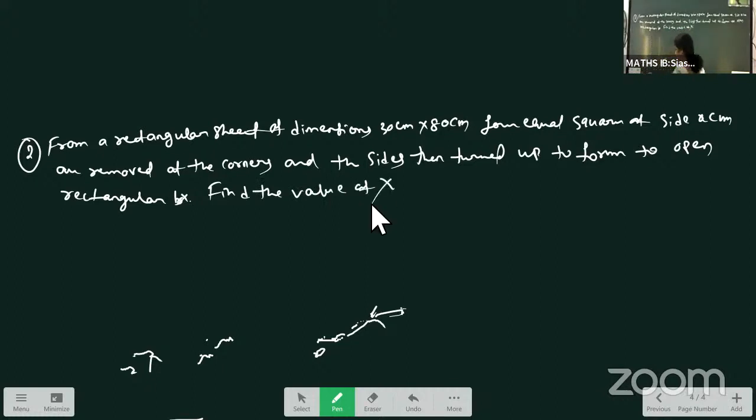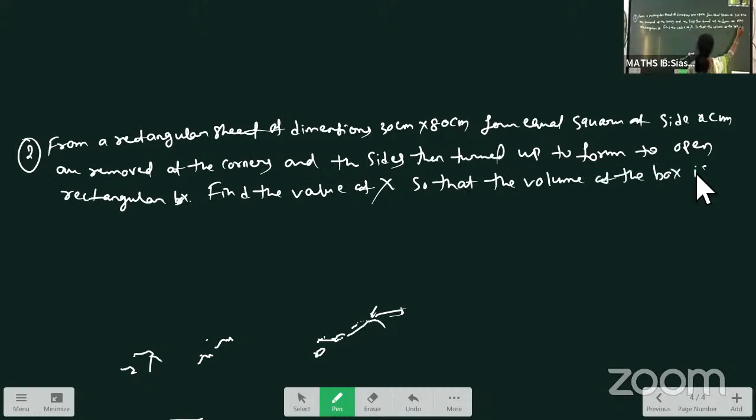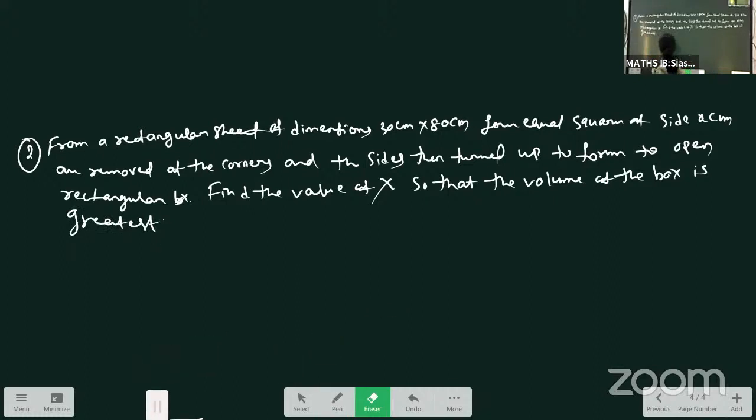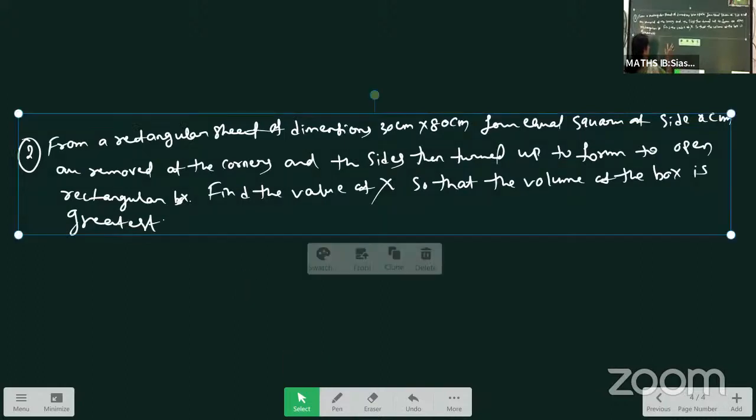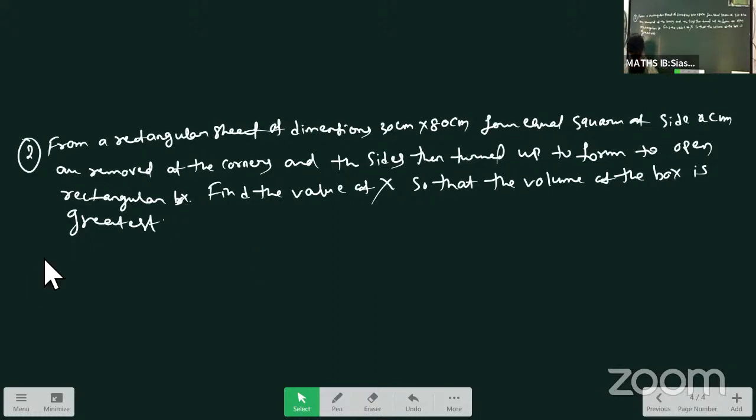So that the volume of the box is greatest. So how to do this? Solution.